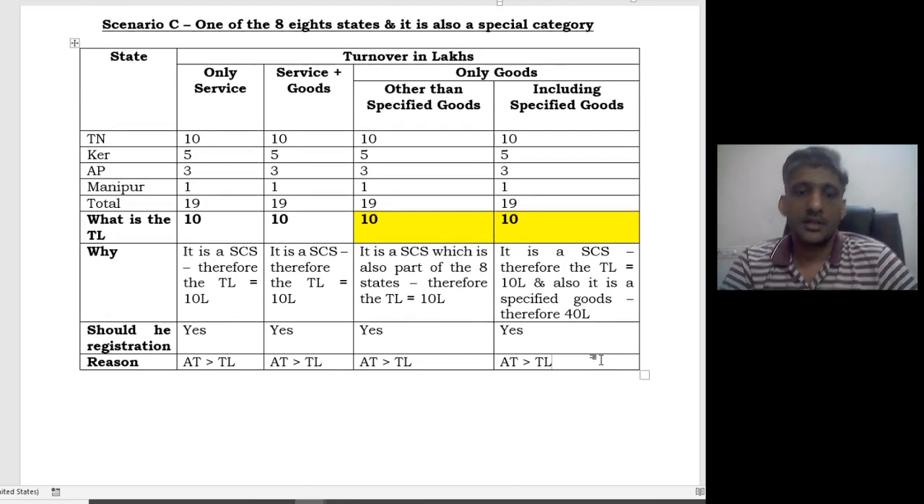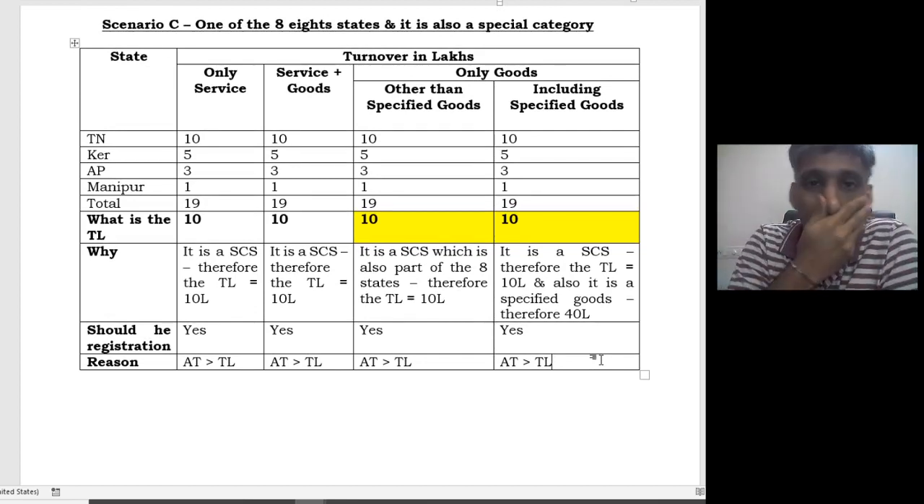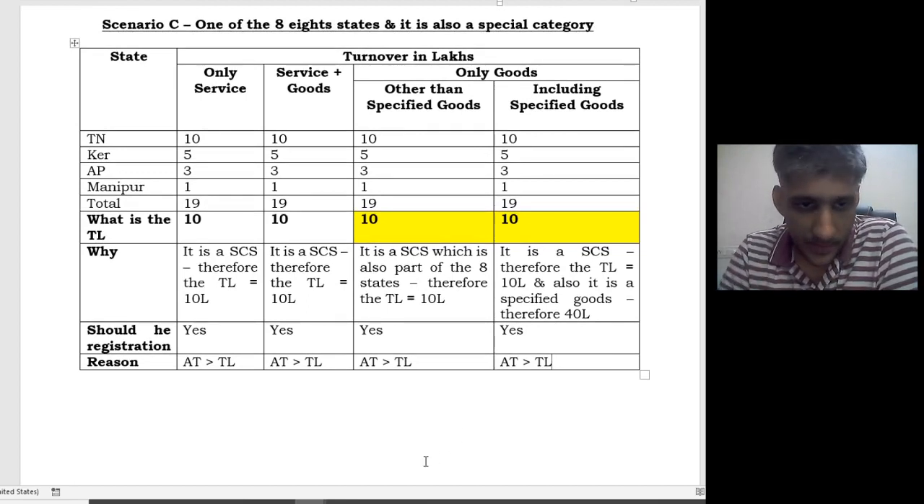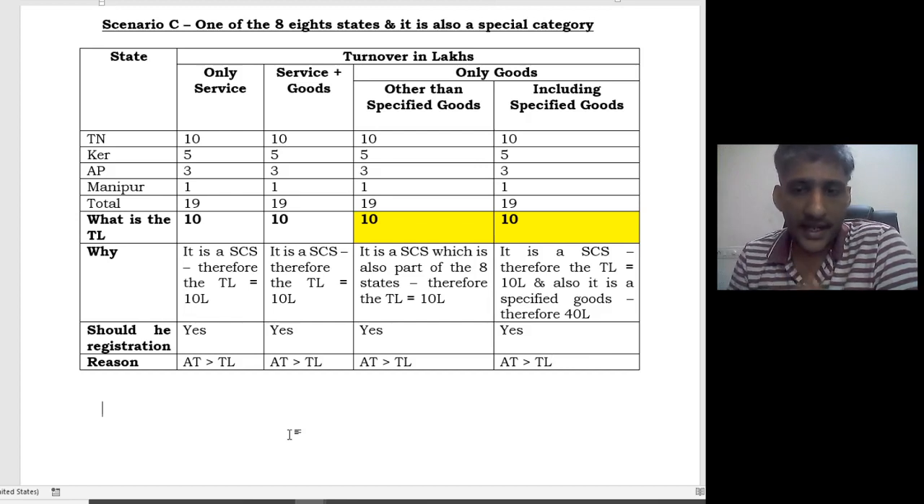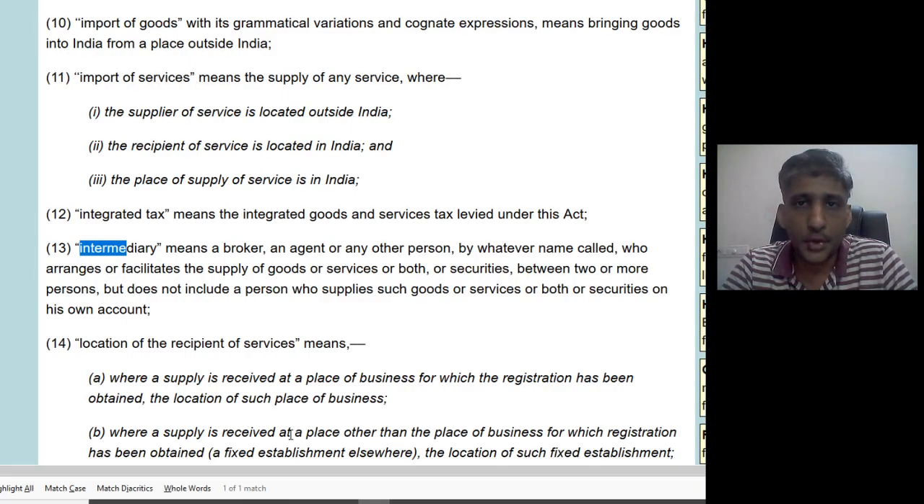Scenario C. Done. Simple. Hope I know it's not. It may not be that simple. Okay. So 10 lakhs, 20 lakhs is this kind of complication. Done. So let's go back to section 22.